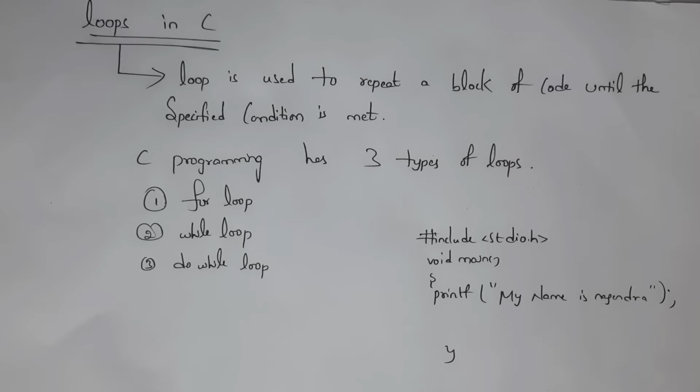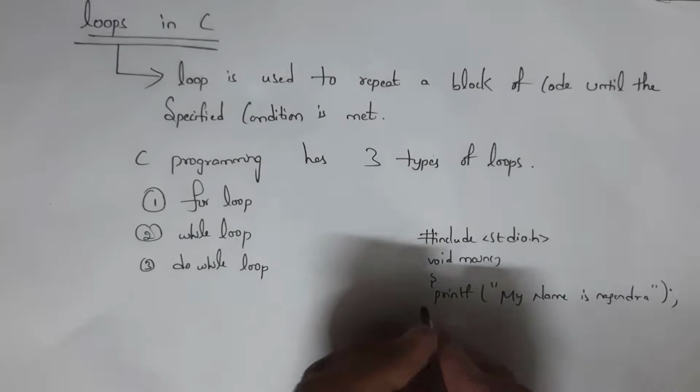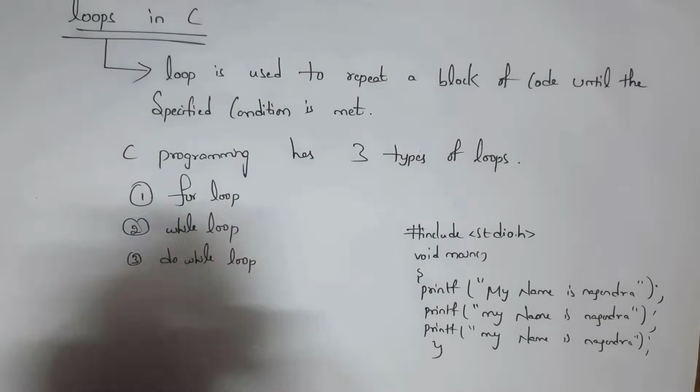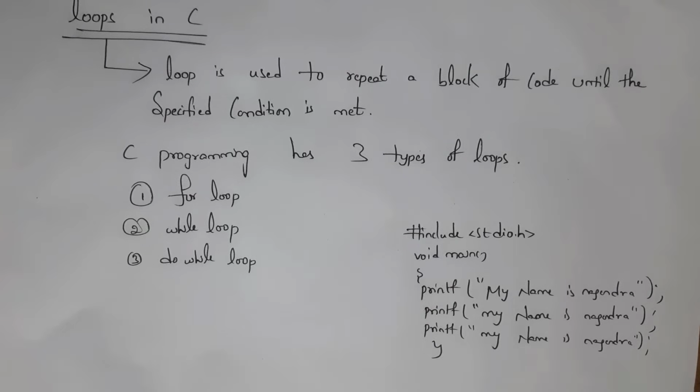For example, I want to get output as Nagendra 3 times. So I need to write printf 3 times. So I am writing here printf. By writing this program, I will get output my name is Nagendra 3 times. But I want to write my name is Nagendra 100 times. So 100 times I need to write printf, and inside the printf I need to write my name is Nagendra. But it is impossible to write 100 times.